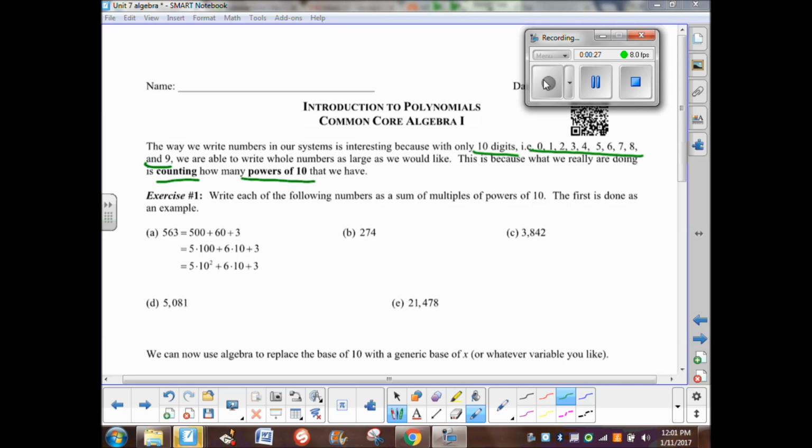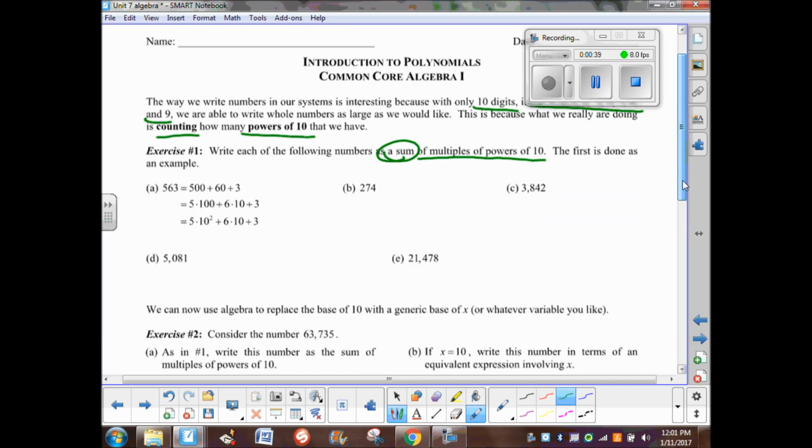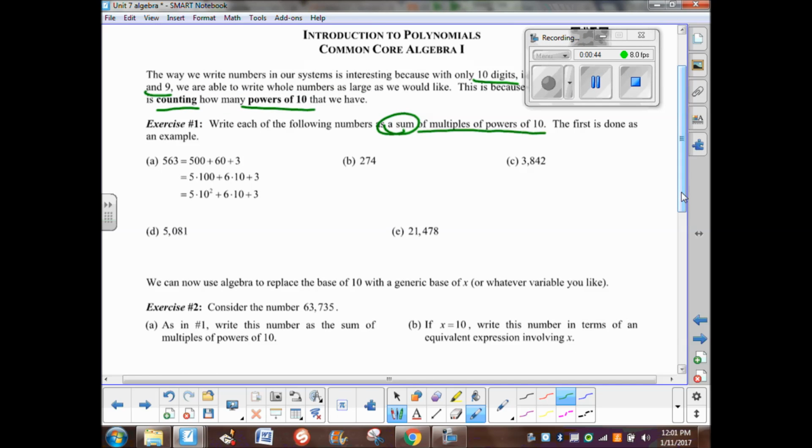So the first example says, write each of the following numbers as the sum of multiples of powers of 10. The first one is done as an example. So I'll let you guys look over example A, and I'm going to do example C right now. So if I sit and look at that, I say that that's 3,842. So what does that mean?